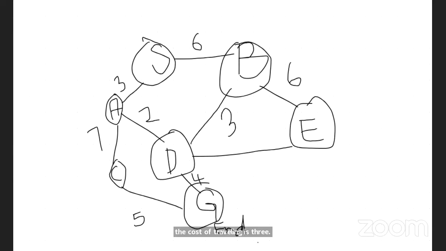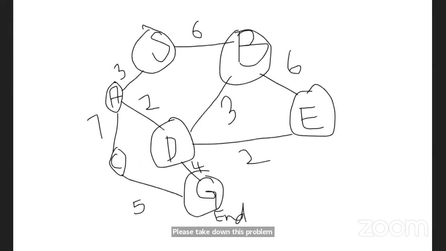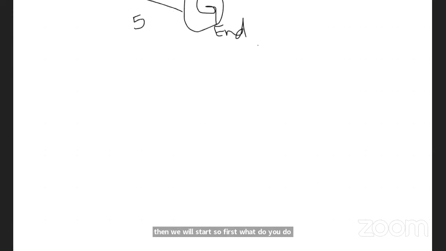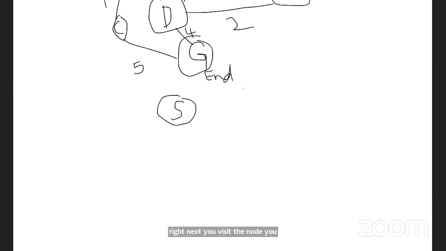This is the traveling salesperson problem. You are going to start from S, come to G, visiting the nodes. How will you visit them? Just tell me. So how do you start, just see here. I will show you. Please take down this problem. Then we will start. So first, you start from the source, right? Next you visit the node with the shortest route.